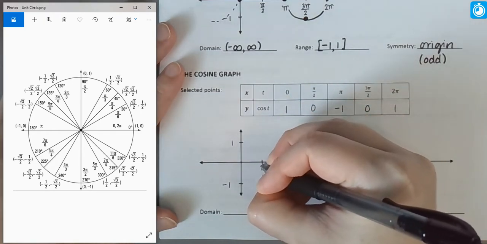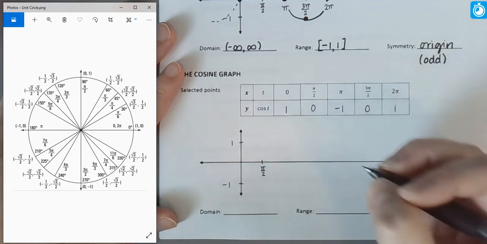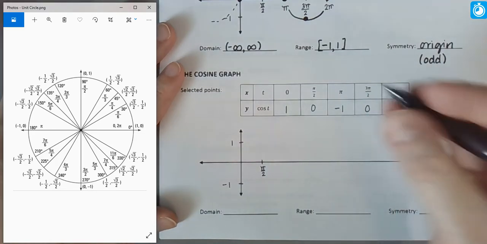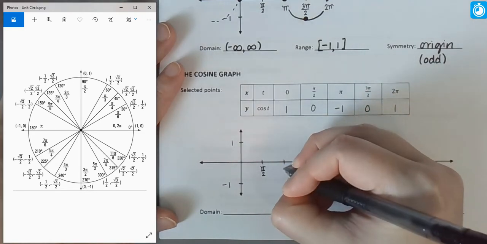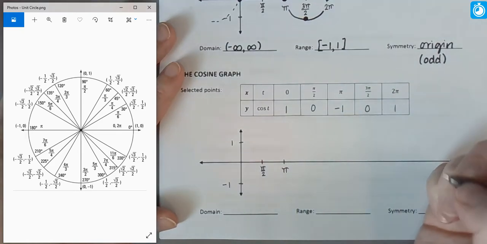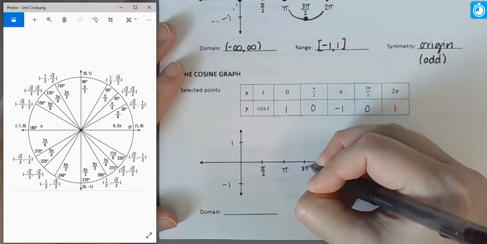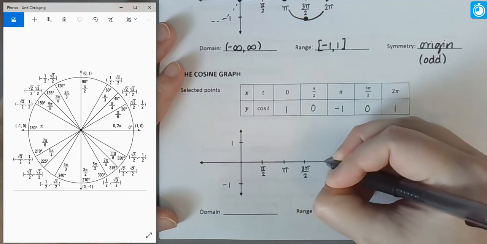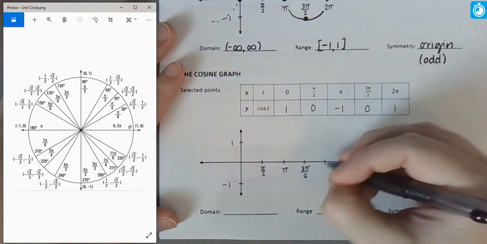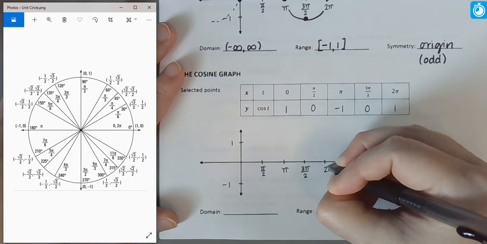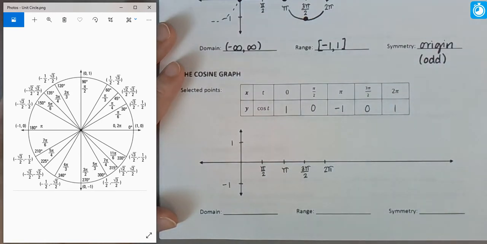So as we rotate around the first quadrant, we go from 0 to pi/2. Rotate around the second quadrant, we go from pi/2 to pi. Rotate around the third quadrant, we go to 3 pi/2. And then rotate back to where we started, and we end up at 2 pi. And so now let's plot these ordered pairs.